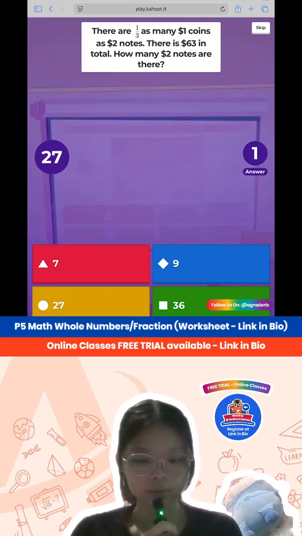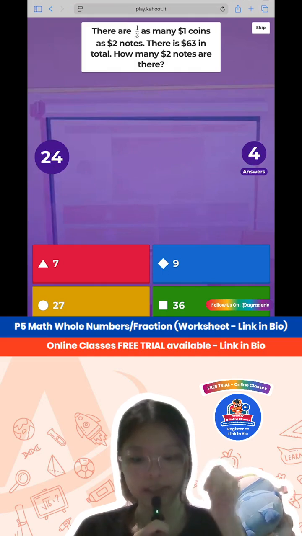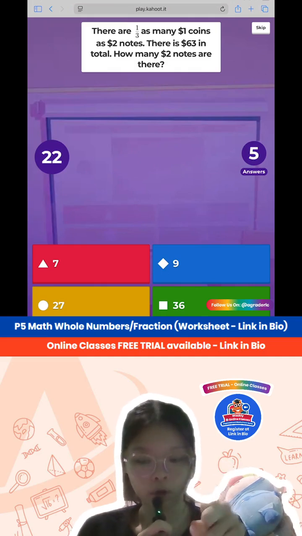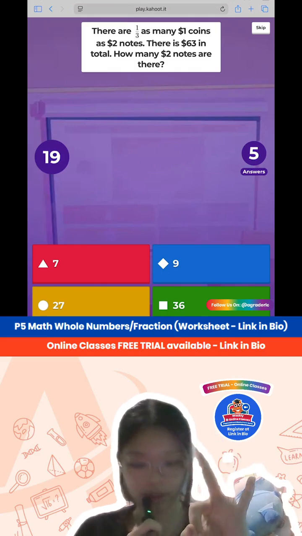Okay, now I told you already, right? One group is one $1 coin, 3 $2 notes. So how many $2 notes are there?